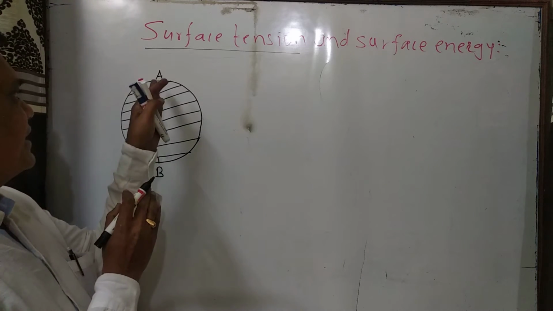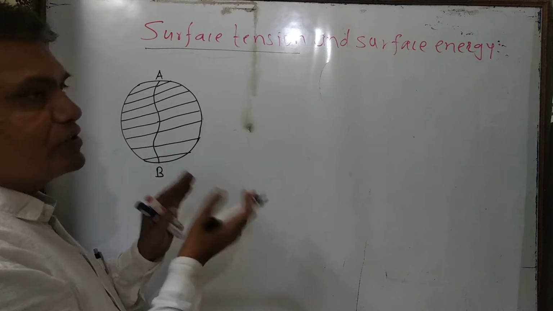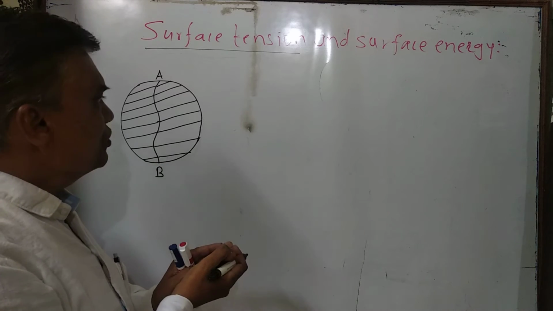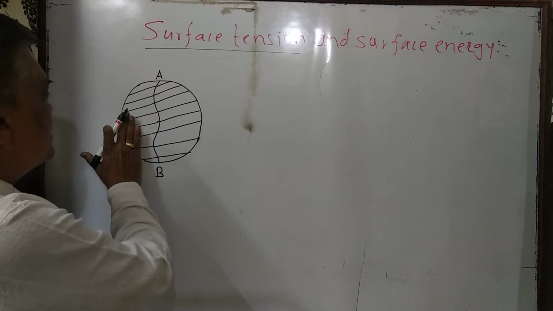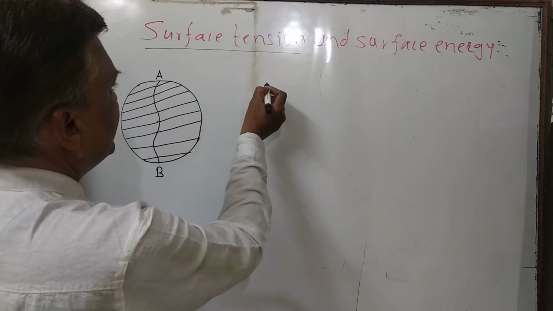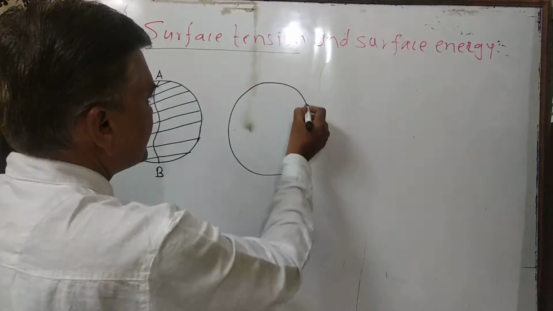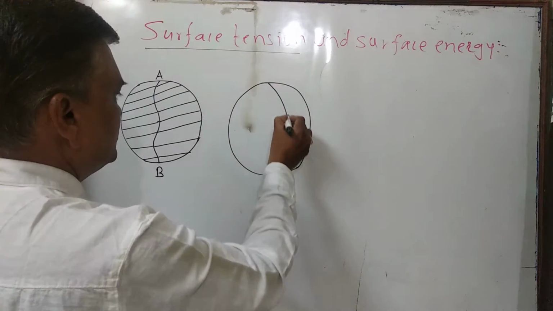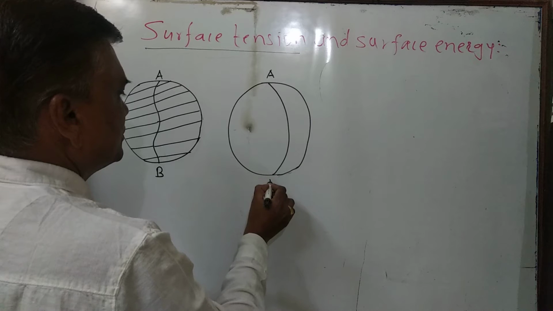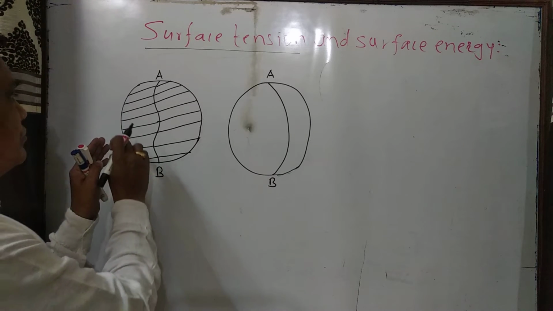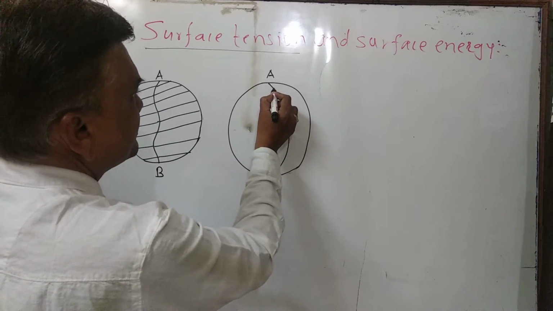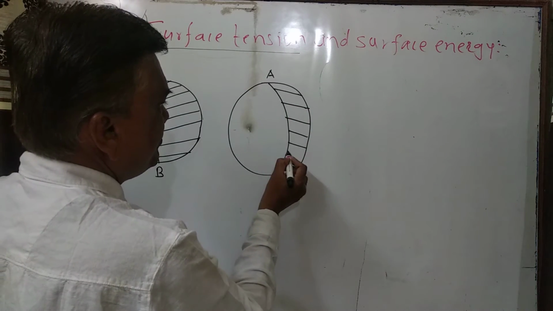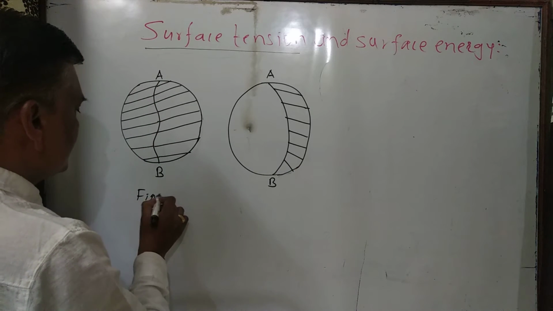Now the forces acting on thread AB on both sides in this film are equal and opposite. Now suppose we break this side of the soap film, the left side. Then the thread takes a shape like this, as shown in figure B. This is figure A, and this is figure B.